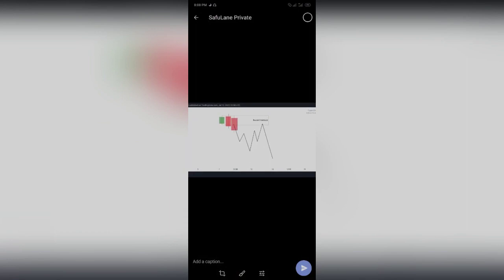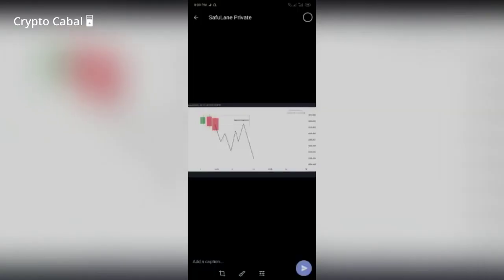Now, if you take a look at this picture, can everybody see my screen? Can you see the picture I am displaying? Yes, boss. Okay, all right.